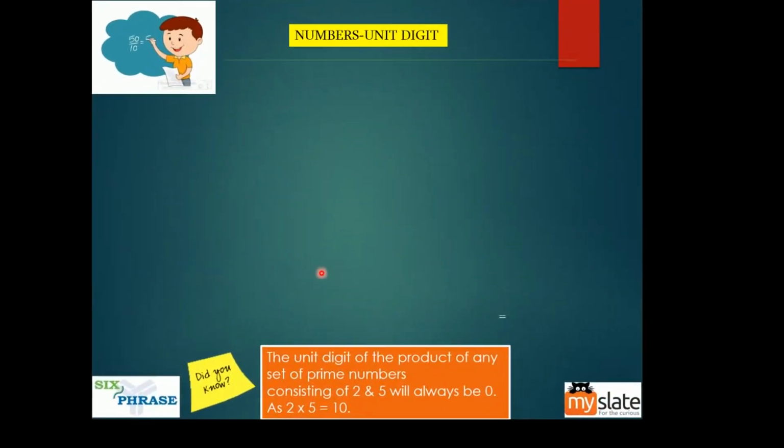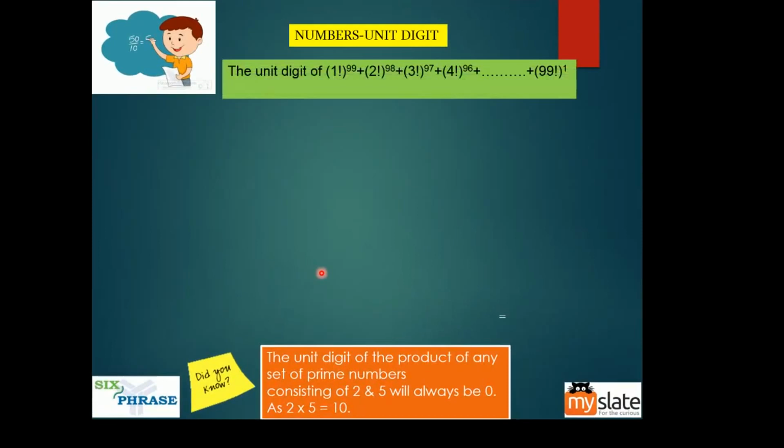The unit digit of 1 factorial power 99 plus 2 factorial power 98 plus 3 factorial power 97 plus 4 factorial power 96 up until 99 factorial power 1. So 1 factorial power 99, well guys, what could be the unit digit for this? It is 1. 2 factorial power 98 is nothing but 2 power 98, right? Now you divide 98 by 4, you get the remainder to be 2. If the remainder is 2, the unit digit is 4.